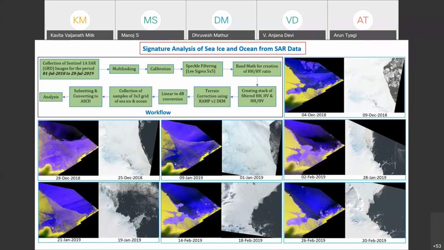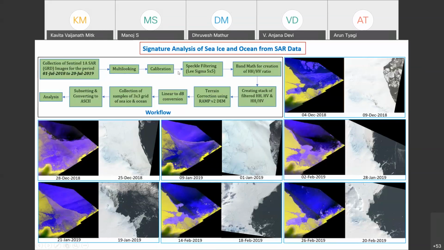So what are the processing steps involved for processing the SAR data? First is the multi-looking. This is not necessary, but is an optional step, and what it does is it basically transforms the data depending on the azimuth resolution and the number of looks. Then we go for calibration. So we convert the raw data to sigma naught values or gamma naught values or beta naught values depending on what type of application we are looking for.